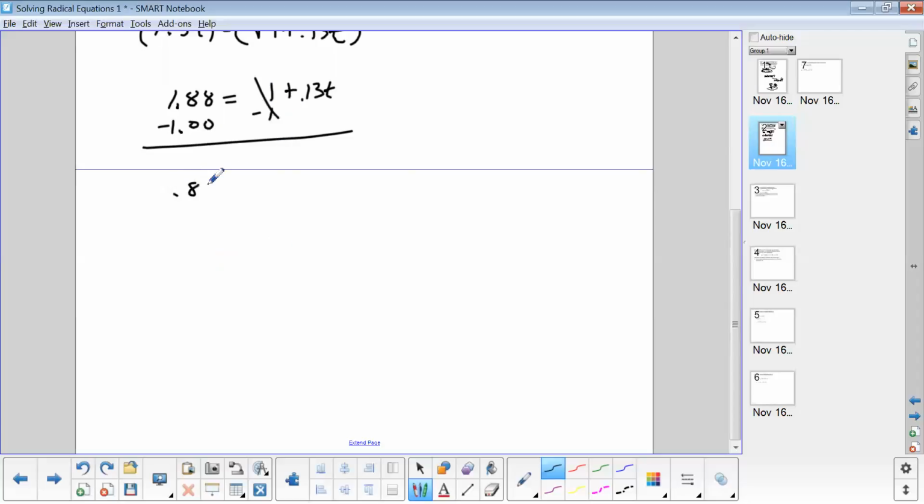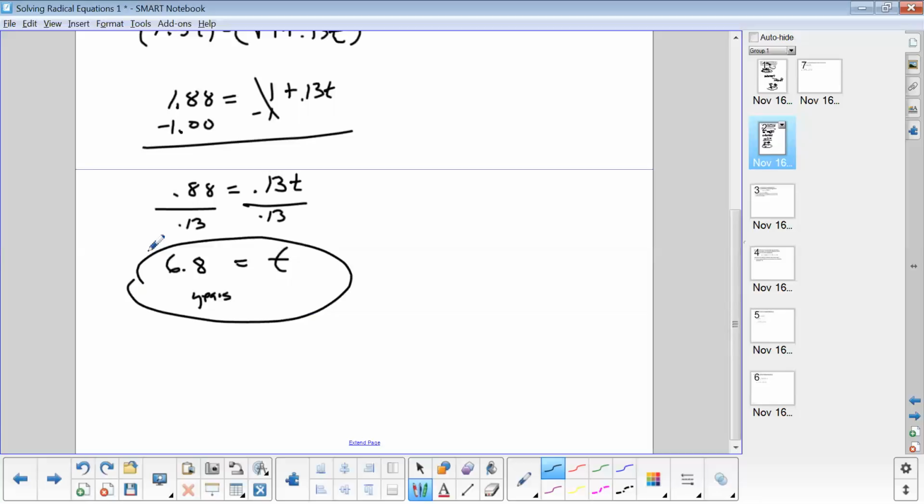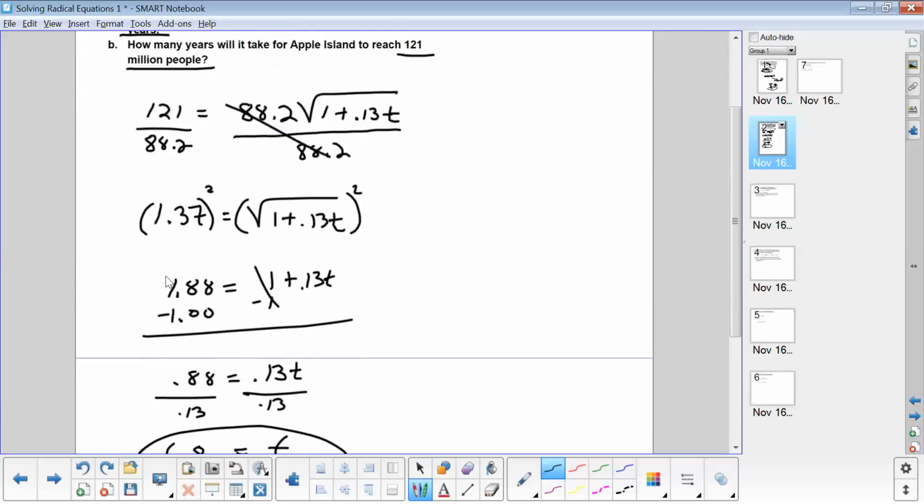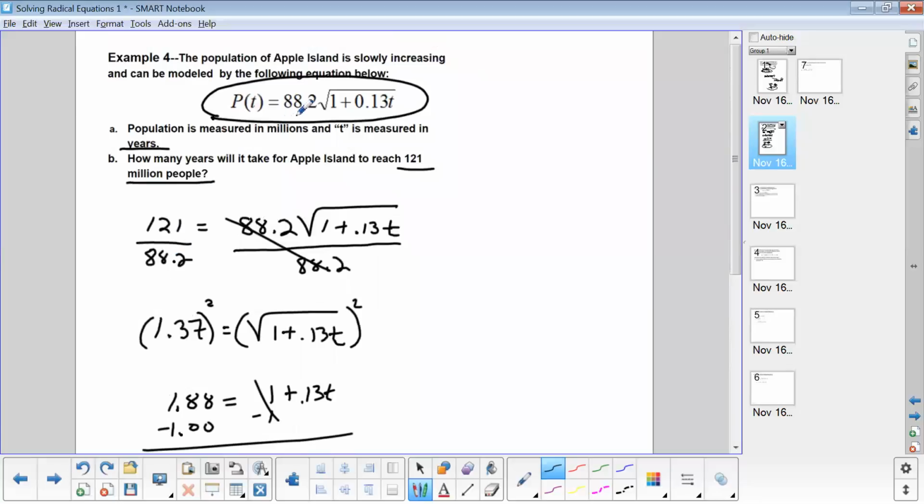And now I've got 88 hundredths is equal to 13 hundredths t. And then again, I want to divide both sides by 13 hundredths. So I'm going to get approximately, 88 hundredths divided by 13 hundredths is going to give me about 6.8 years, approximately. 6.8 years what? Well, that's almost 7 years for a population to reach 121 million based on the equation given here.